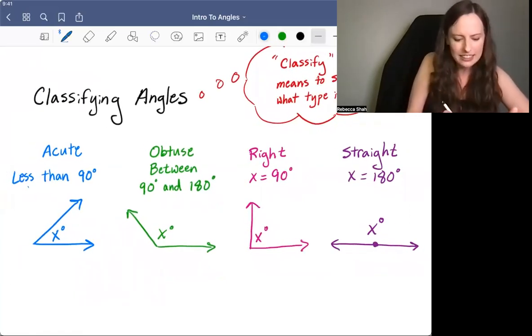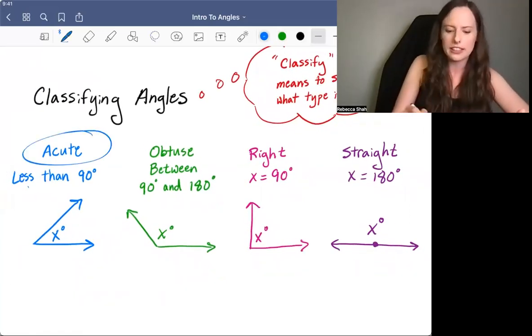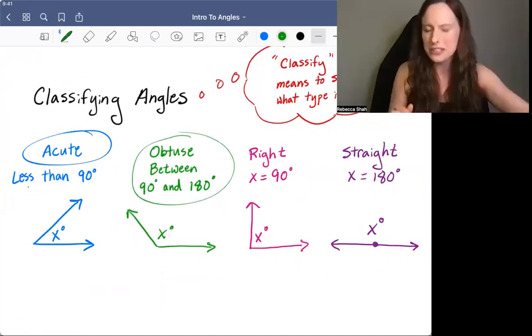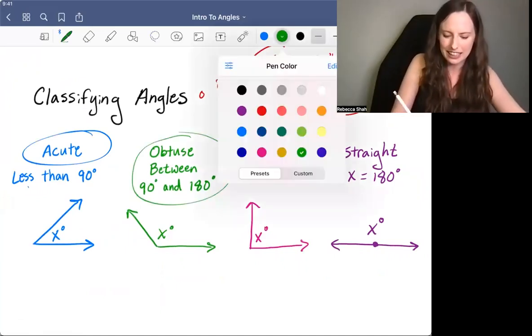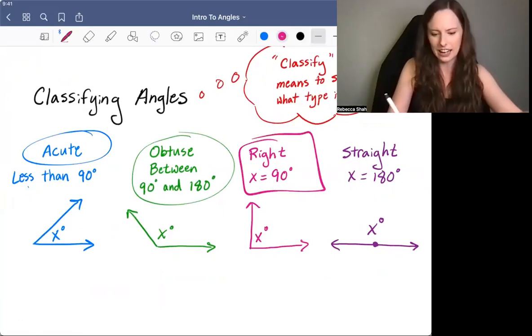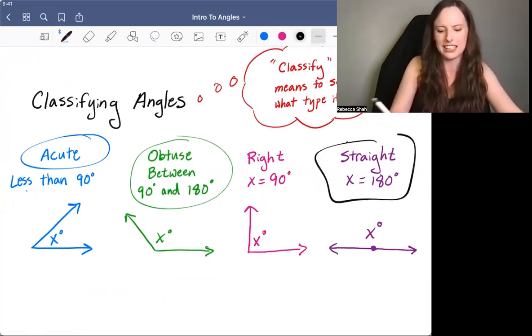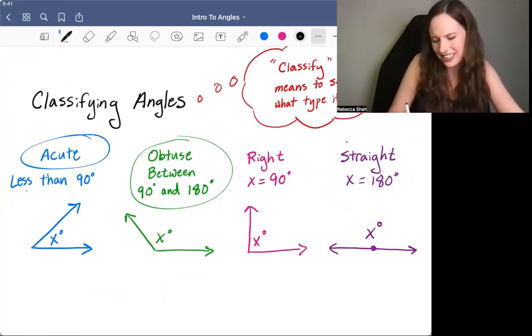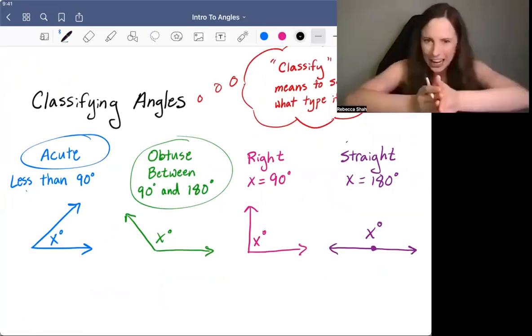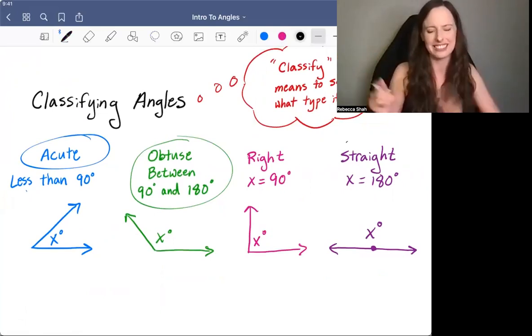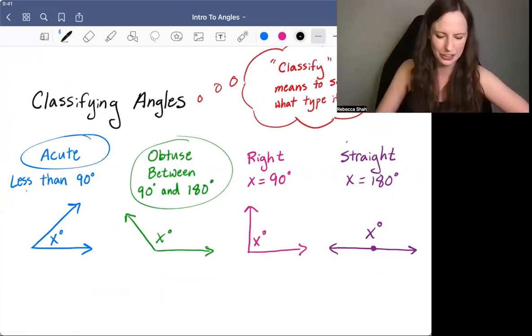So these different kinds of angles have their own special names. An angle that's less than 90 is called acute. One that's more than 90 is called obtuse. And then there's that name again. A right angle is exactly 90 degrees. And then our last type is called a straight angle. And it almost doesn't even look like an angle. It looks like a straight line, but you can have an angle that opens up to exactly 180 degrees.